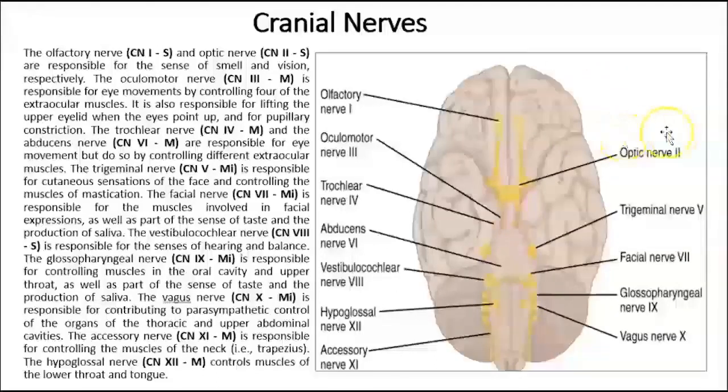Cranial nerve number 2 is going to be the optic nerve. Optic nerve, what you achieve with that? Vision. What type of nerve is it? Sensory, because the only thing that you're going to do with it is just vision.